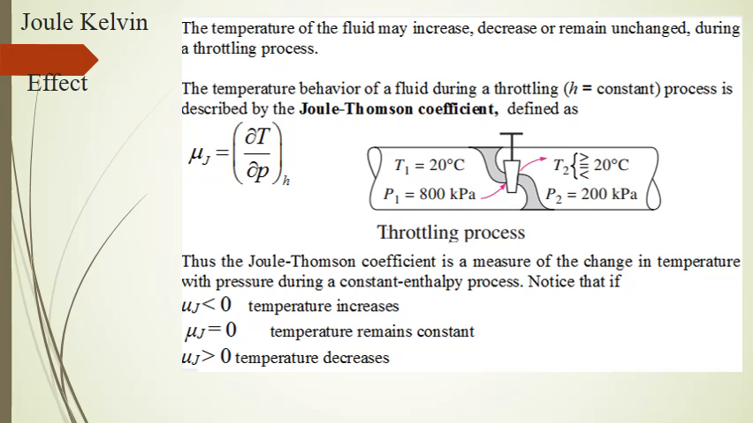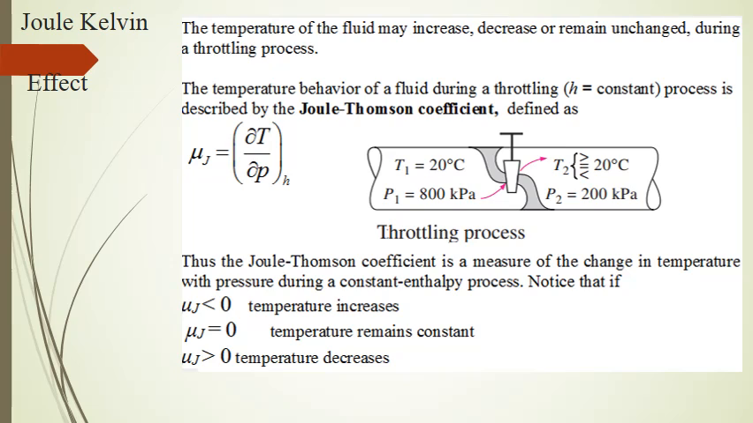That temperature has to decrease. The temperature of the fluid may remain unchanged, or it may even increase during a throttling process. So there are three possibilities: along with pressure drop, temperature may increase, temperature may decrease, or temperature may remain constant.